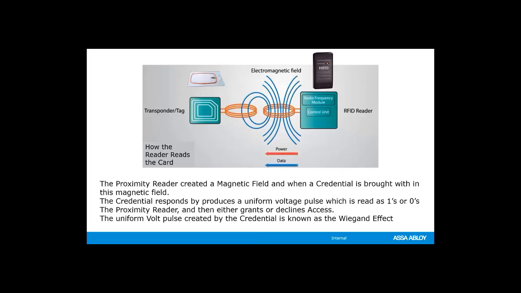This is a good visual of how a proximity or RF reader and the credential interact. The proximity reader creates a magnetic field, and when the credential is brought within the magnetic field, the credential responds to the magnetic field to produce a uniform volt pulse, which is read as ones and zeros. The proximity reader interprets the credential and then grants or denies access. The uniform volt pulse created by the credential is known as the Wiegand effect.